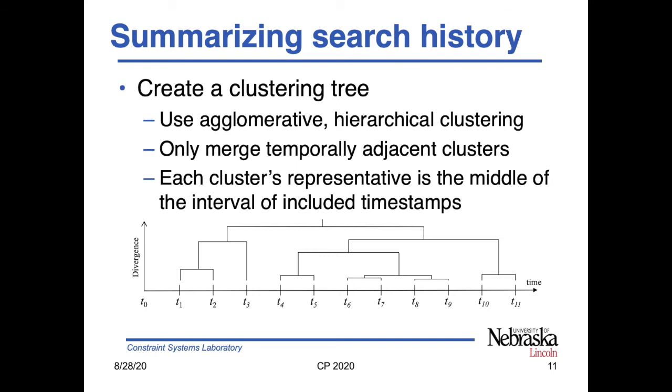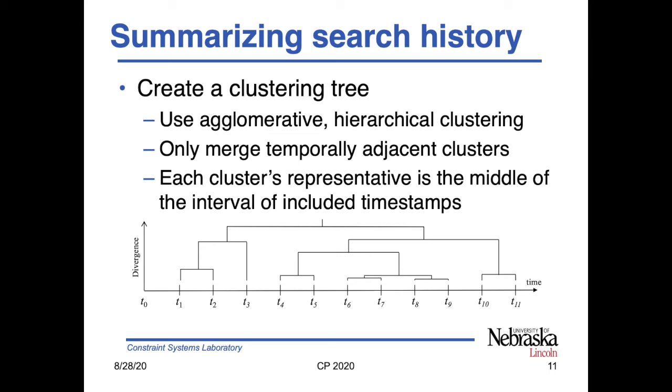Now that we have a distance function between two timestamps, we are able to summarize search history. So first, we create a clustering tree. To do this, we use agglomerative hierarchical clustering and only merge temporally adjacent clusters. We start with each sample that we took during the search process being its own cluster. Then we successively combine these clusters by merging the two clusters with the lowest divergence between the clusters.